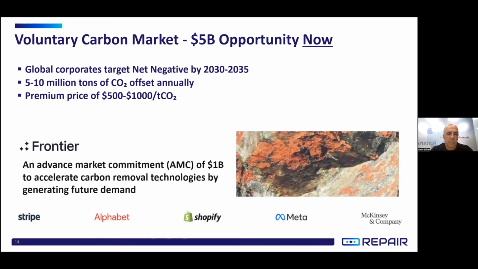A good example is Stripe Frontier, which allocated around $1 billion for this cause, and RepAir recently signed an agreement with Stripe, a pre-purchase agreement to provide the first batch of CO2, the commercial CO2 that is going to be removed commercially, is going to go to Stripe. Just as an example of what this market is all about and how it can work to drive this industry forward.